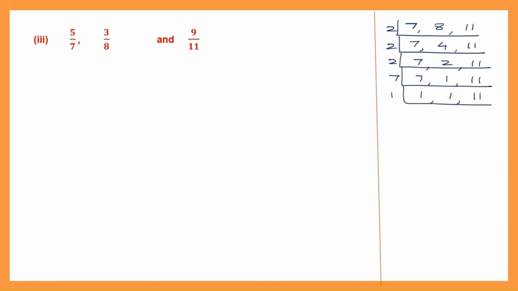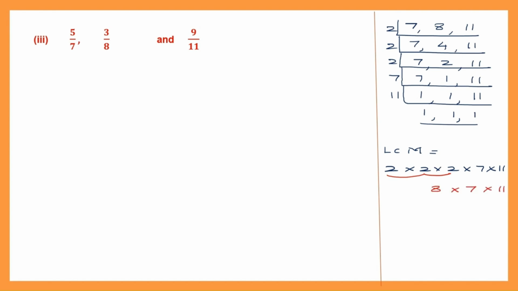Now we have to divide only by 11. So 11 1s are 11. So now what is our LCM? Our LCM is 2 into 2 into 2 into 7 into 11. So let's group the 2's. 2 2s are 4, 4 2s are 8. Then 8 into 7 into 11.